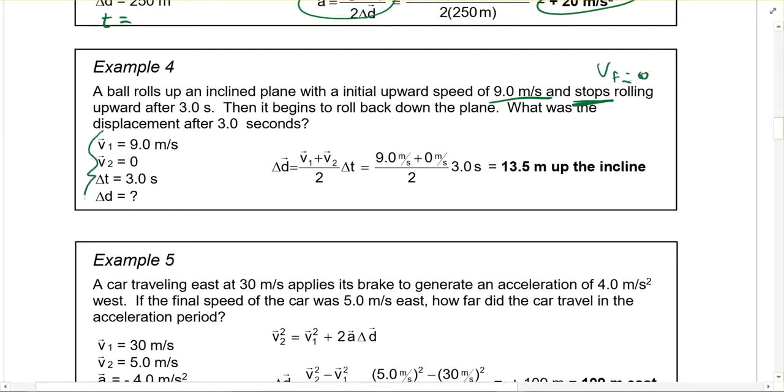Okay, so we write down again what we know. In this question, acceleration doesn't even come up, and I'm not looking for it. So I'm going to use the formula that doesn't even have acceleration in it. Plug in your numbers. You get a positive number at the end, so it's going to be up the incline.